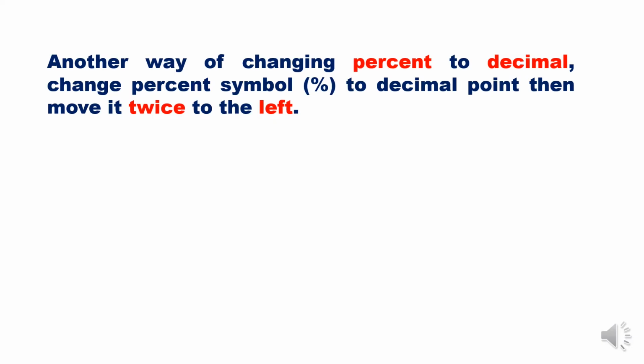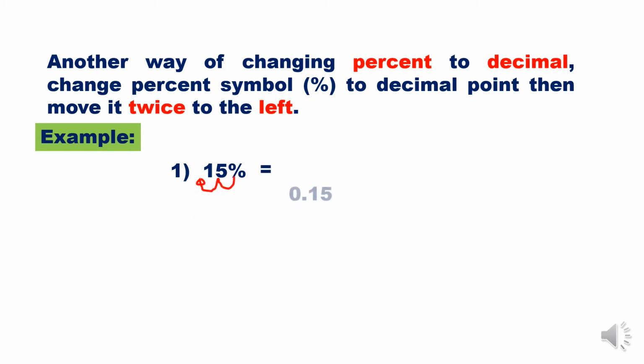Another way of changing percent to decimal: change percent to decimal point, then move it twice to the left. Example, 15%. Remove the percent sign, make it a decimal point, then move twice to the left. So the answer is 0.15. Number 2, 9%. Remove the percent sign, make it a decimal point, then move twice to the left, and that is 0.09.